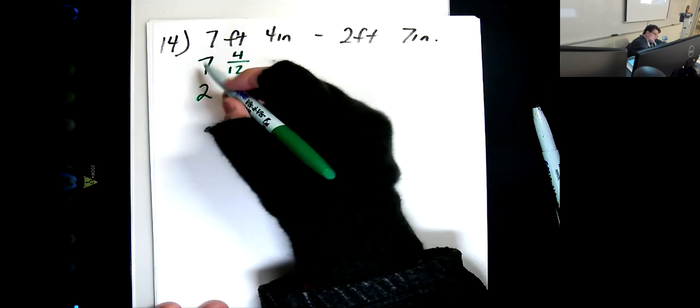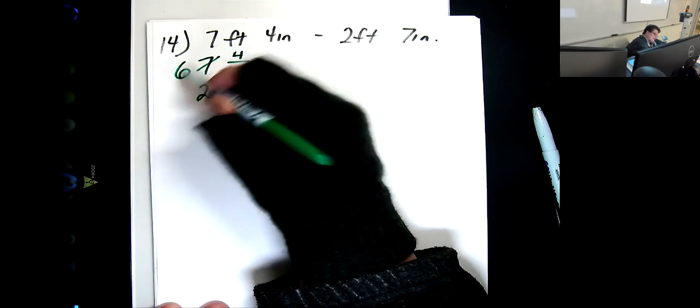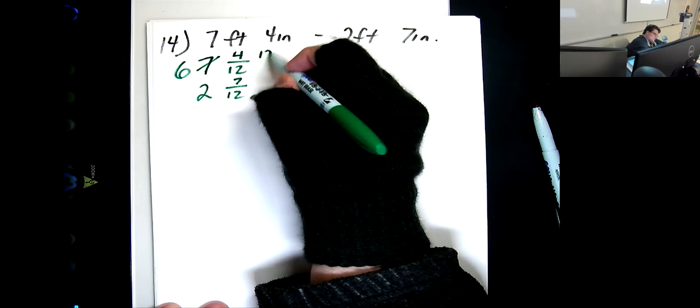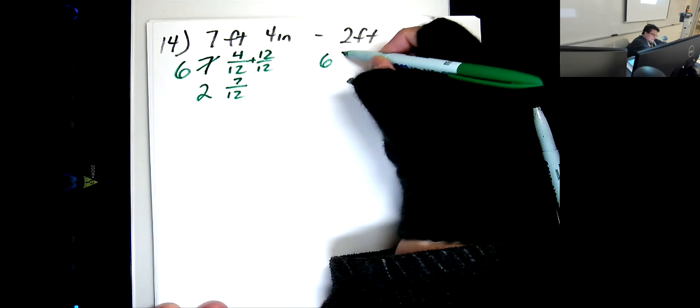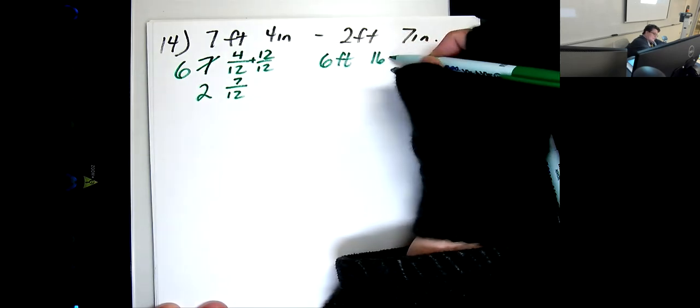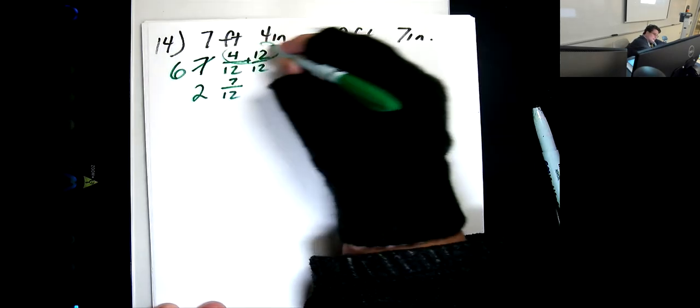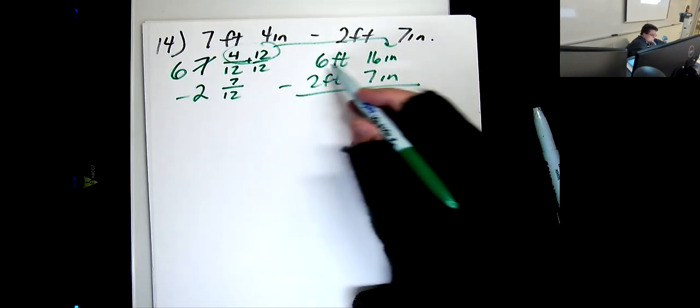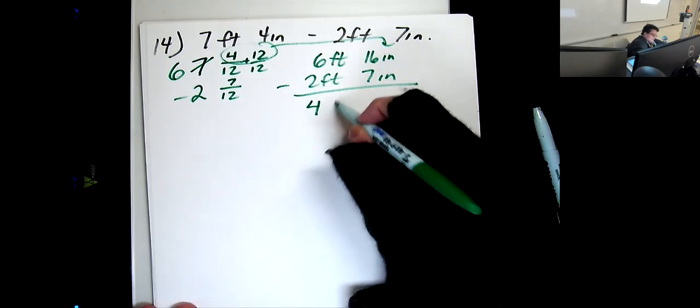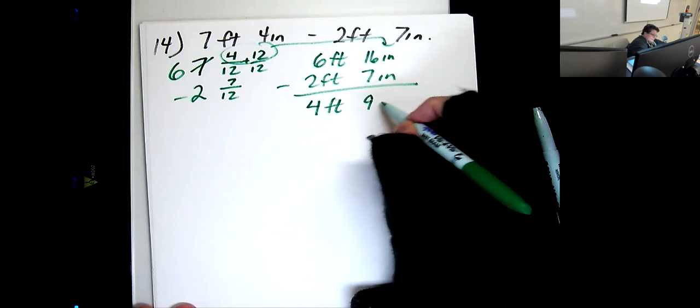And I can pull off one of these and add a 12/12 here. So I got 6 feet, 16 inches, the 4 plus the 12 on top, minus the 2 feet, 7 inches. Now I can just subtract normally. 6 minus 2 is 4. And 16 minus 7 is 9.